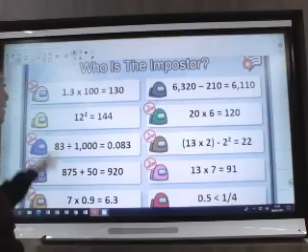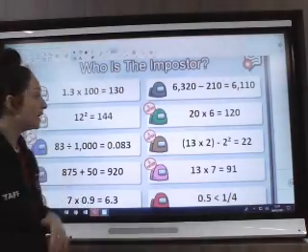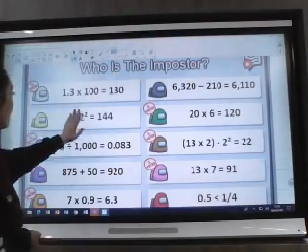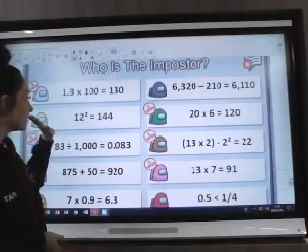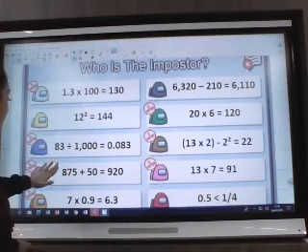Just remember, go through, work each one out carefully. If it's wrong, then they are an imposter. I know you'll be fine with that one. This one is 12 squared, so 12 times 12 for that one. I know you'll be fine with that one.